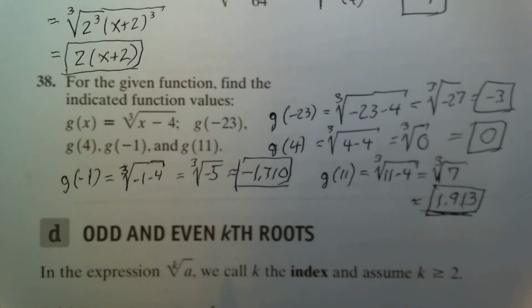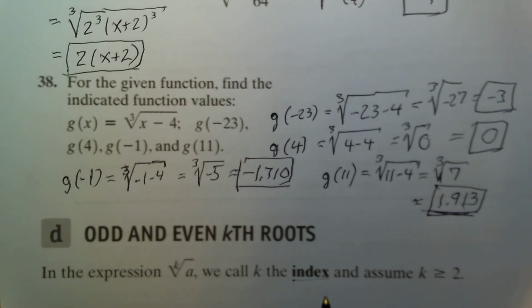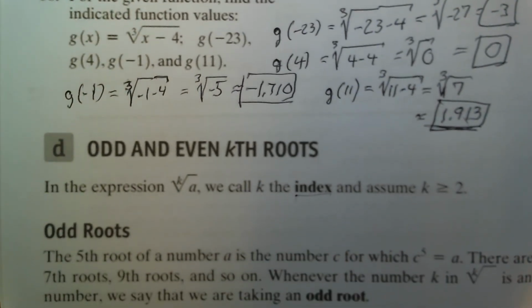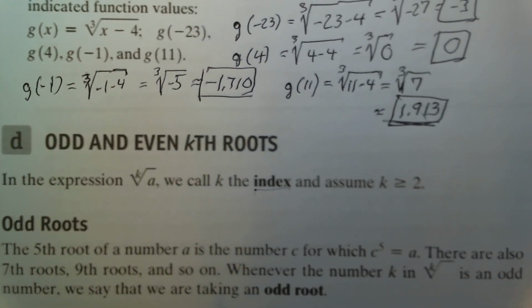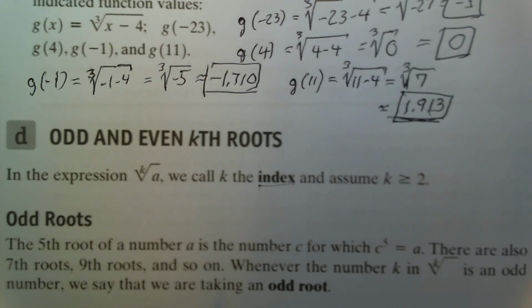Now we're going to talk about odd and even kth roots. So in the expression the kth root of a, we call k the index and assume that k is greater than or equal to 2. The word index is an important vocabulary word in the context of radical expressions. So the index is that number that's written in this place here. For example, the fifth root of a number a is a number c for which c to the fifth equals a. There are also seventh roots and ninth roots and so on.